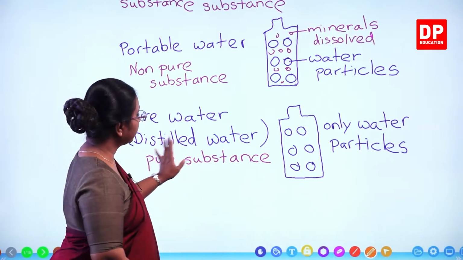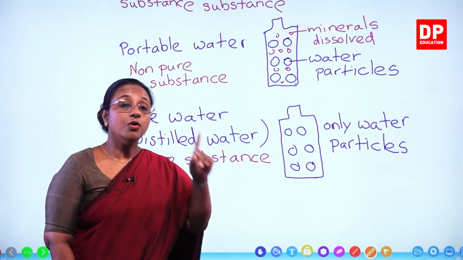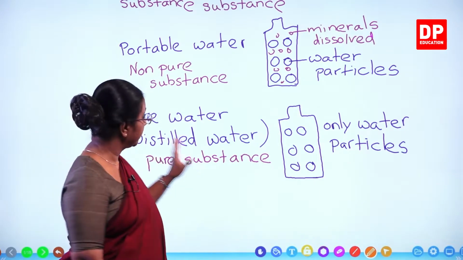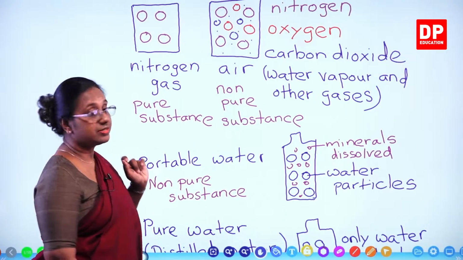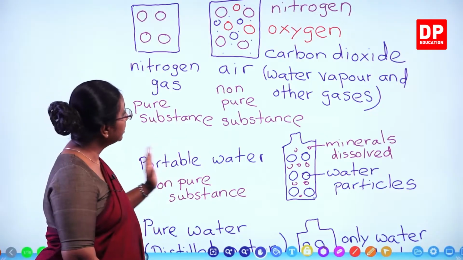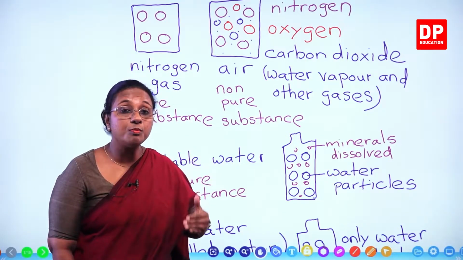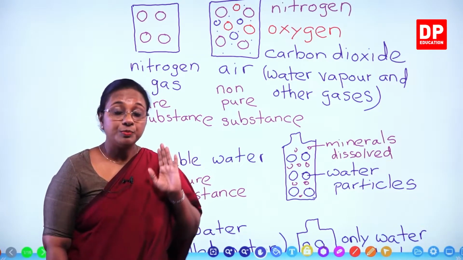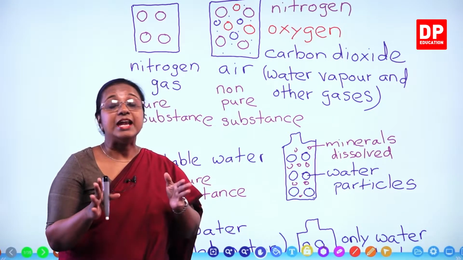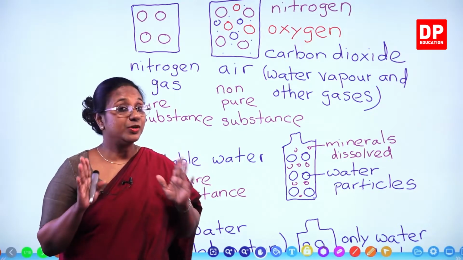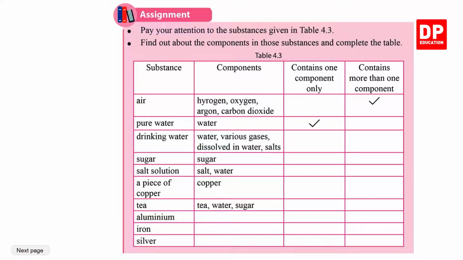So pure water or distilled water, and in the previous example nitrogen gas, all contain only one type of constituent particles. Here only water particles, in the previous one only nitrogen gas particles. But in non-pure substances, you will find two or more constituent particles. So based on that, we can classify substances as pure substances and non-pure substances. I am sure you all can understand that, students. So with that understanding, I will move on to the next slide.